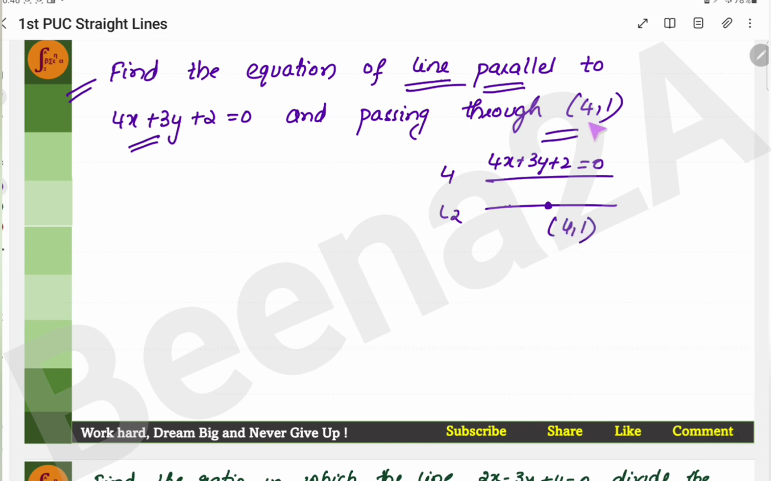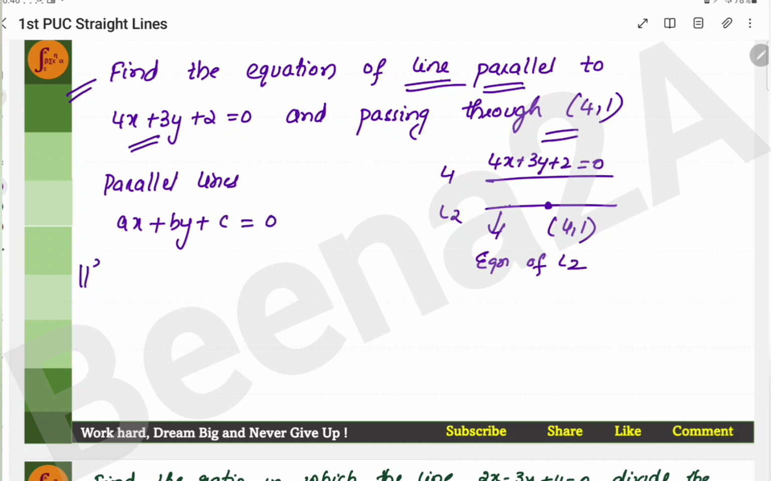L2 is passing through the point, and we need to find the equation of L2. So for parallel lines, the equation will be like this. If you have one equation which is ax plus by plus c is equal to 0, for a parallel line the other equation would be ax plus by plus k is equal to 0. Instead of c, it will be some other number, but ax plus by will be the same.